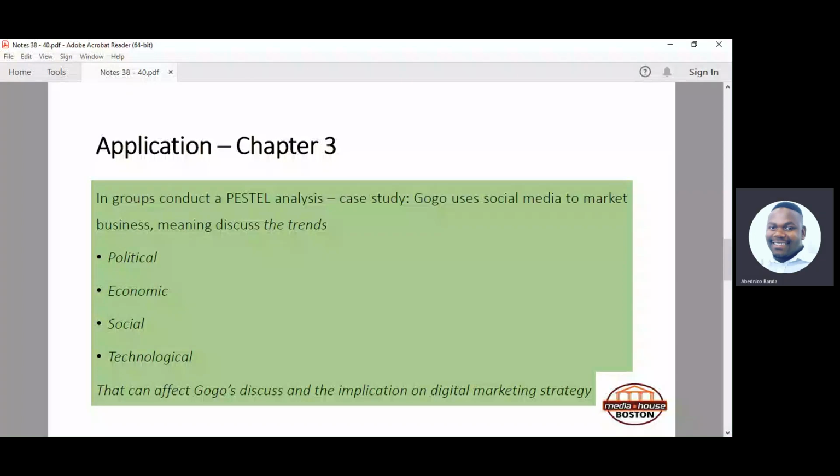How are gatherings controlled? Or what are the politics around gatherings in Zimbabwe? So consider the political environment in Zimbabwe. What is it that she needs to consider when engaging with her clients from a political perspective? You also need to consider the economic nature, the economic conditions in Zimbabwe.